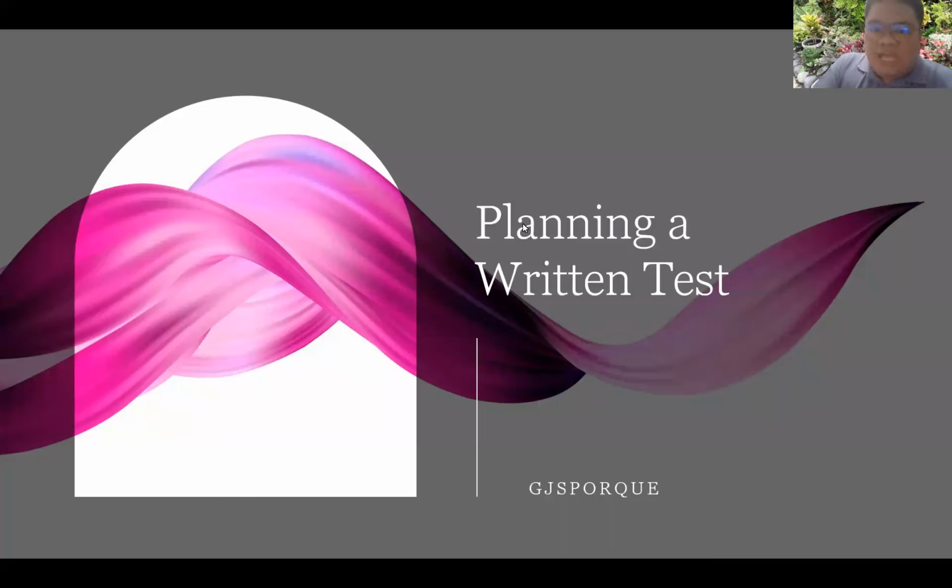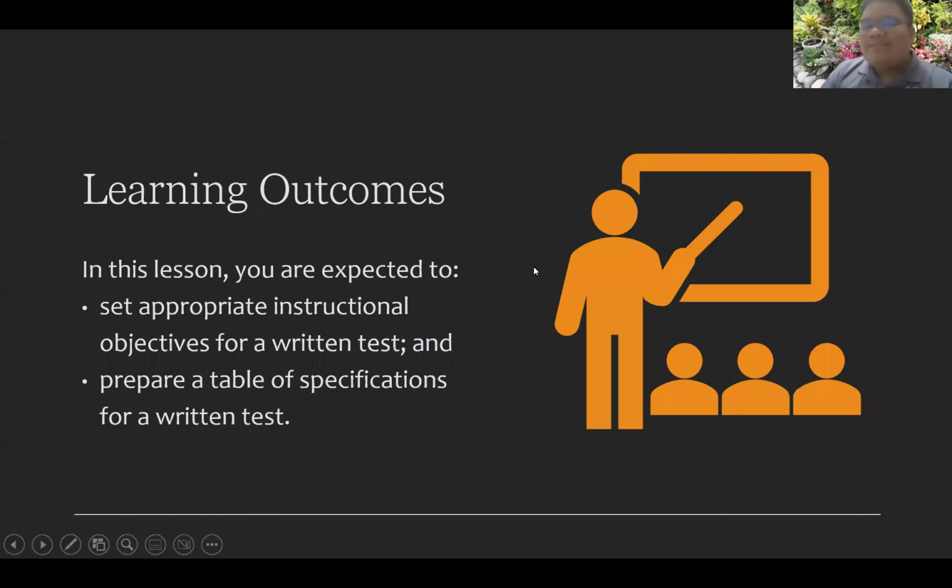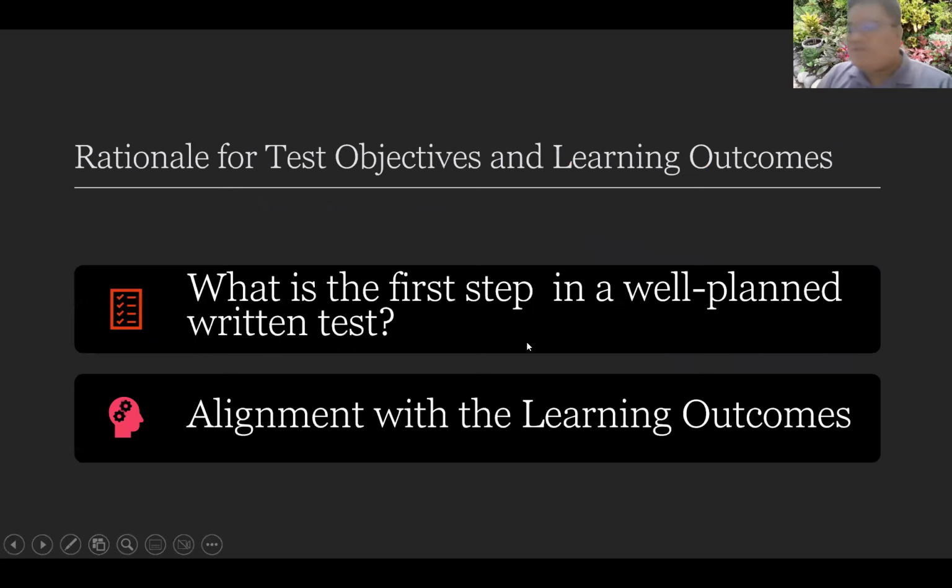Okay, so today we will be talking about planning a written test. And in this lesson, our goal is to set appropriate instructional objectives for a written test and then prepare a table of specifications for a written test. So here, we will see what you refer to as your TOS. Oftentimes, you will hear your teacher say, refer to the TOS, or let's say, we will construct the TOS. So this is your discussion on your table of specifications.